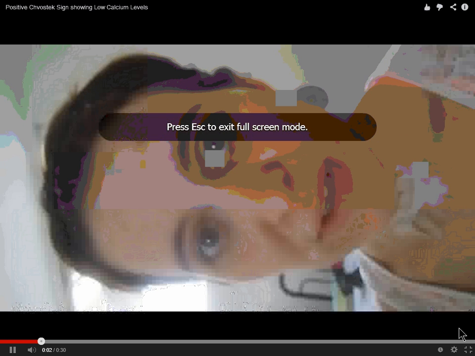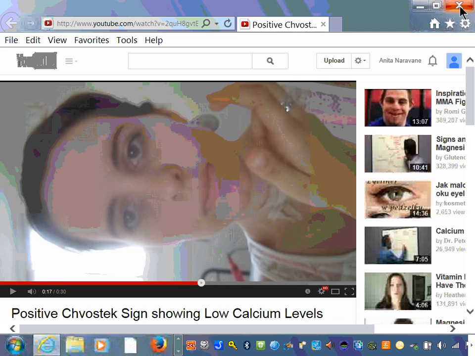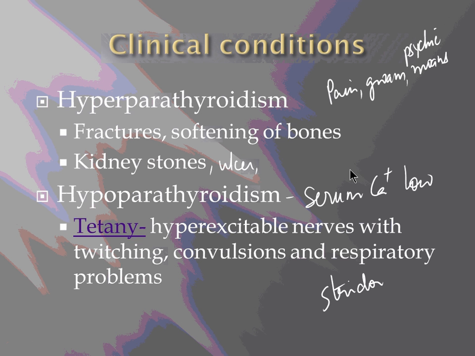Okay, this is a positive Chvostek sign. They're just touching the face. Can you see how it's twitching? That's because of the hyperexcitement. Can you see that? So I'll turn it off. But you could see how even a light touch can bring about hyperexcitable nerves.